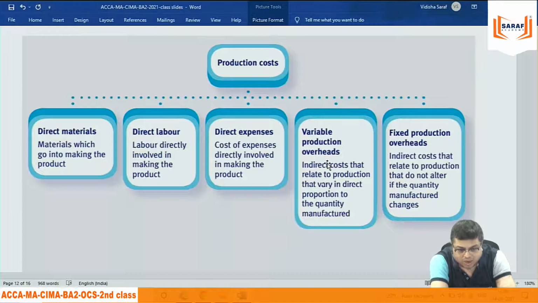But the carriage outward, after the finished goods are ready, you are distributing them through a carriage, through a truck, through whatever you say. Then it is called distribution cost.